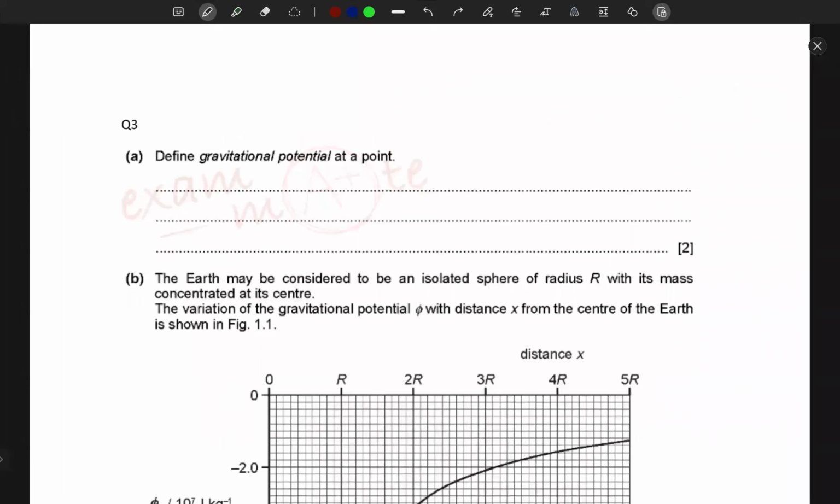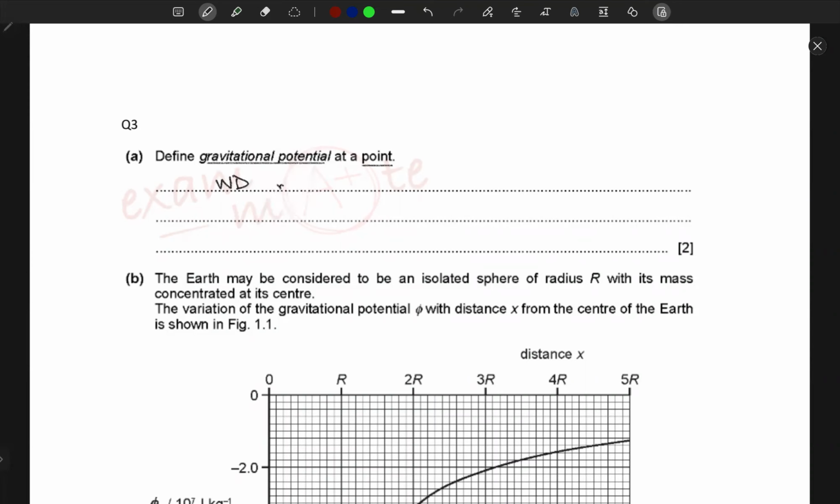So we can move on to question 3 that we have over here. The question states, define the gravitational potential at a point. So anyone willing to answer this? What is gravitational potential? How is it defined at any point? The work done per unit mass in bringing a point mass from infinity, I think. Yeah, exactly. So it's really just the amount of work that you have to do.